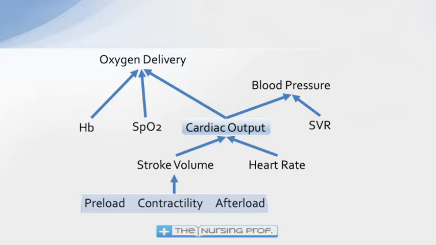So our goal when we're treating a patient who has a cardiac disease is not just, hey, let's optimize cardiac output, but we need to optimize oxygen delivery to the tissues so that our patient can have an optimum outcome, which involves cardiac output, but it also involves blood pressure, SpO2, and the hemoglobin level.